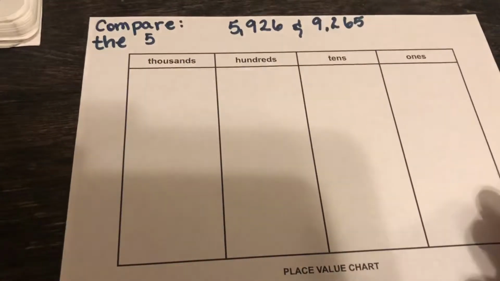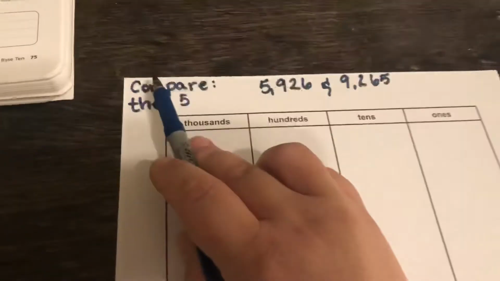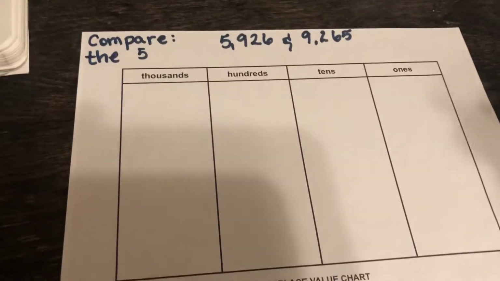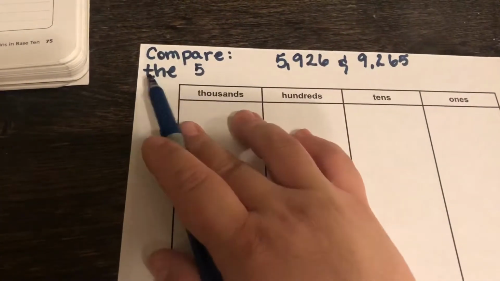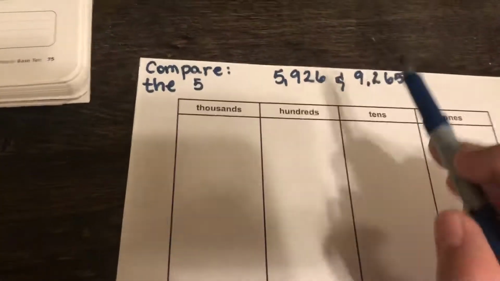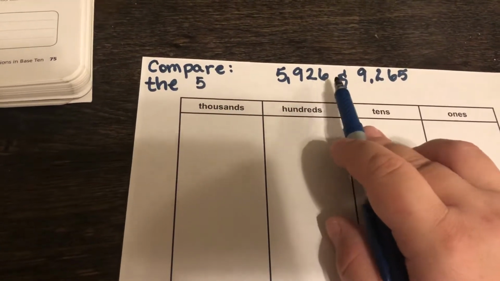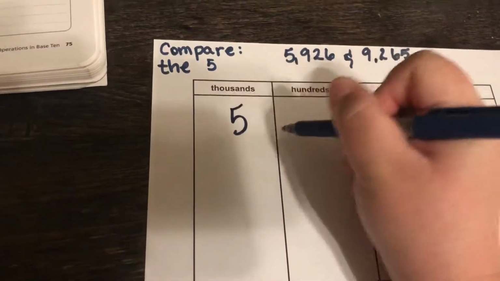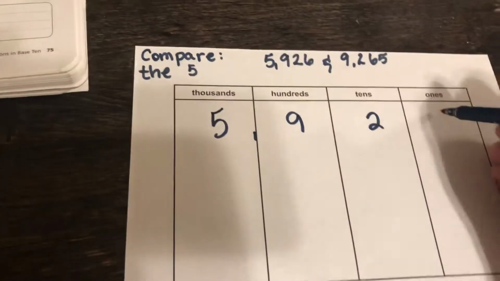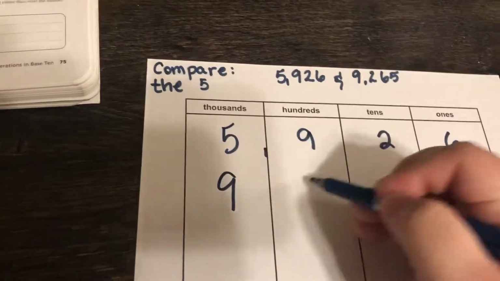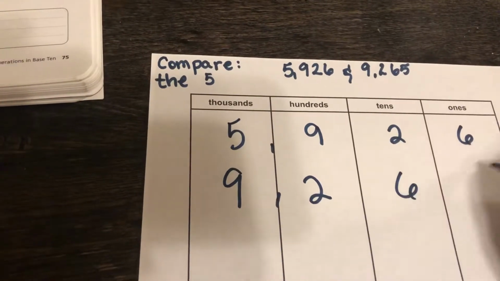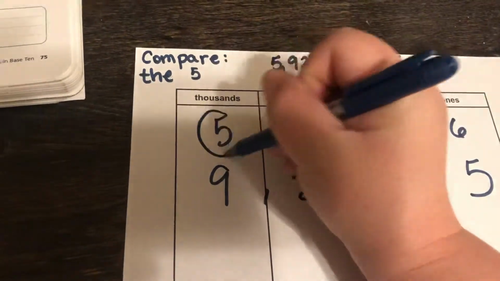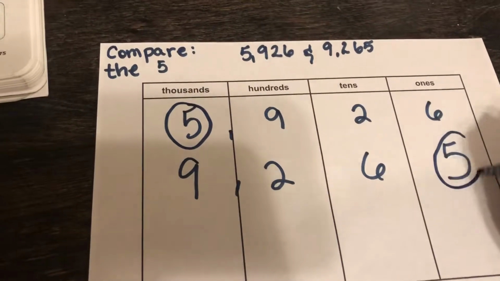This is our last one. Stay with me, okay? So let's see. This is a little bit of a tricky one, so please stay with me and do your best, but we'll get through this. Okay, compare the 5. We're comparing the 5 digit. And the numbers 5,926 and 9,265. Let's write the numbers. And we're comparing the 5 digits. So I'm going to circle this and I'm going to circle this.